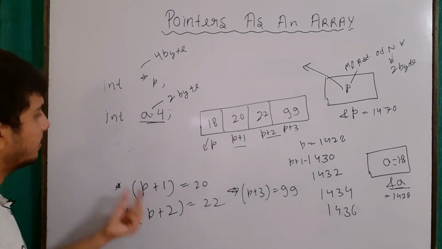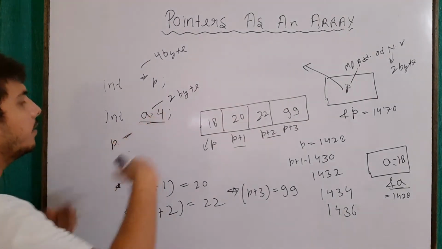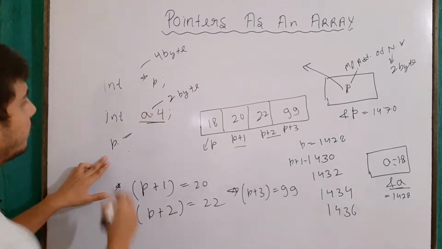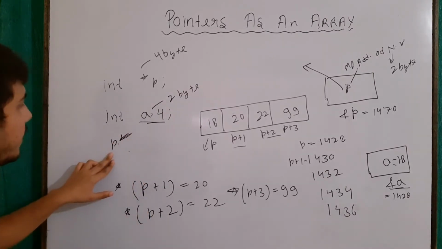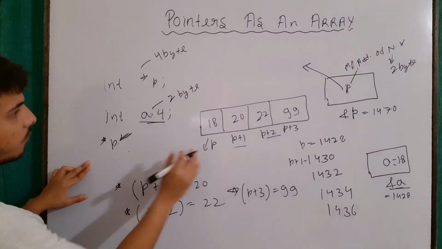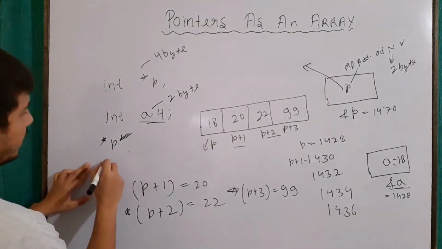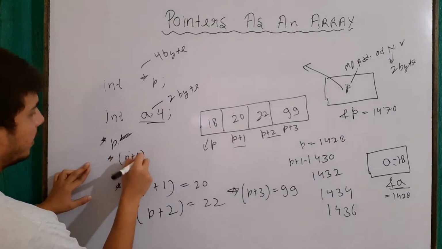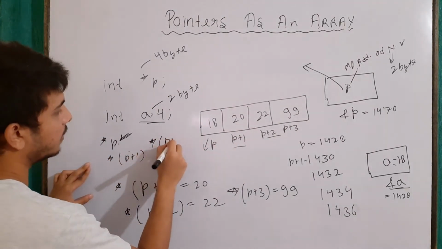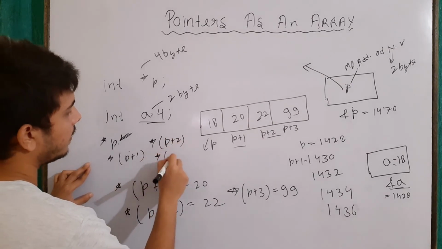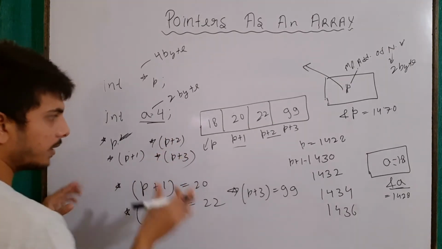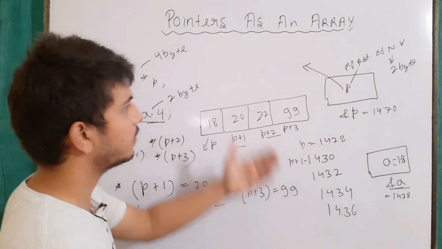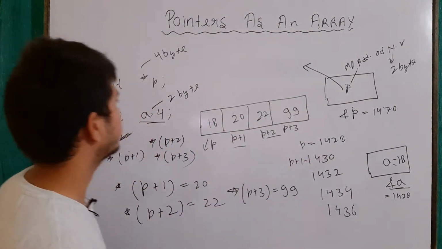So let's say p was holding some address, p is pointing to some address location. Then for accessing the first variable, I'll write *p. For the next adjacent value, I will write *(p+1). Then for the next, I can write *(p+2), just like an array, and *(p+3). Now let's see how this is similar to array configurations.